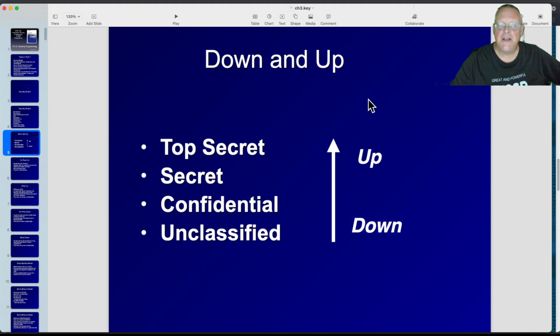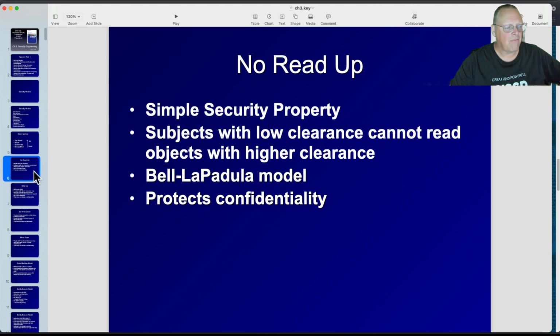So here's the general idea. A lot of these talk about down and up. Down is less secret, up is more secret. So unclassified is down, top secret is up. So if you say no read up, they mean somebody whose clearance is confidential is not allowed to read stuff that is secret, because that would be reading up. All right, so that's the simple security property, no read up.